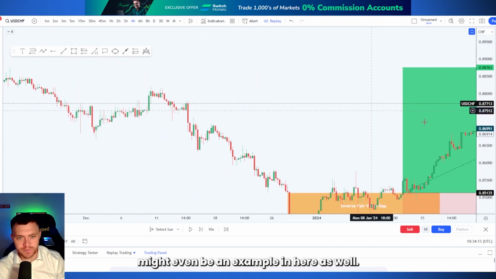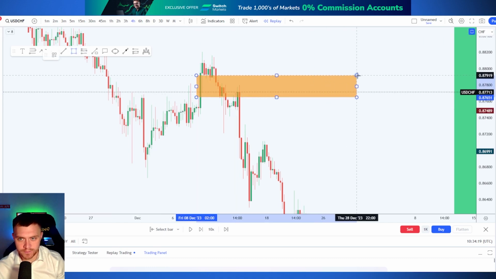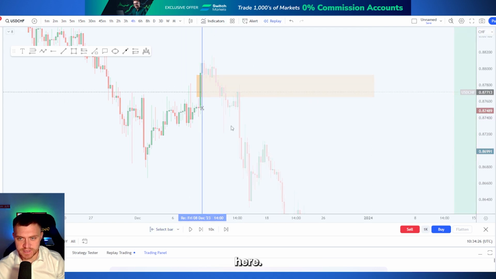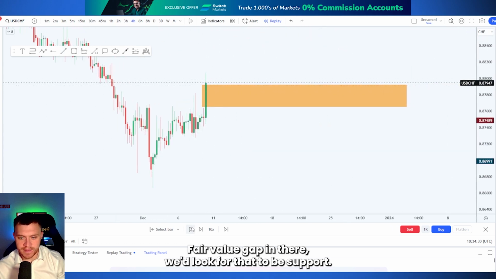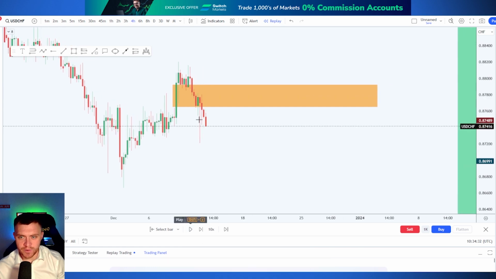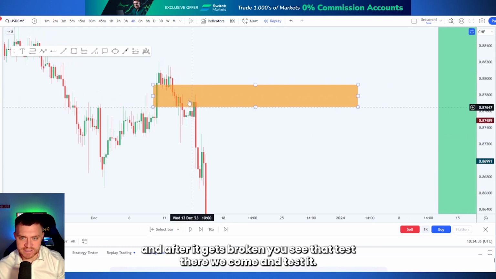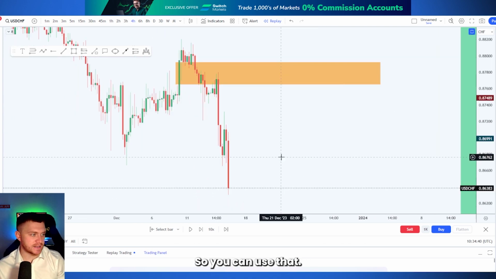Might even be an example in here as well. So if I just replay that back to here, fair value gap in there, we'd look for that to be support. You can see it gets broken, and after it gets broken, you see that test there. We come and test it, and then the market sinks. So you can use that.